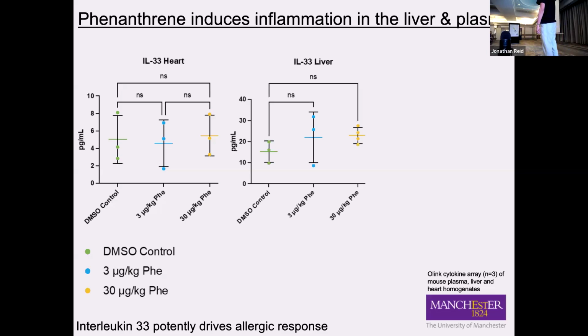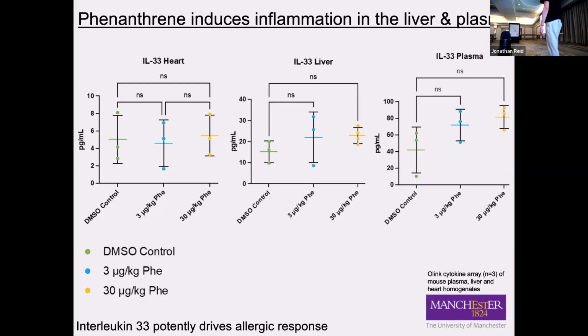Then we look in the liver, which is the main immunological organ. And again, not massive effects. It is all non-significant because this was a huge panel with just a small N number, as it was a pilot study. Then we also looked in the plasma. And you can see a trend which is dose dependent in the liver and the plasma, which suggests that this is probably more of a systemic immune response that's occurring from the liver as a result of exposure to phenanthrene.